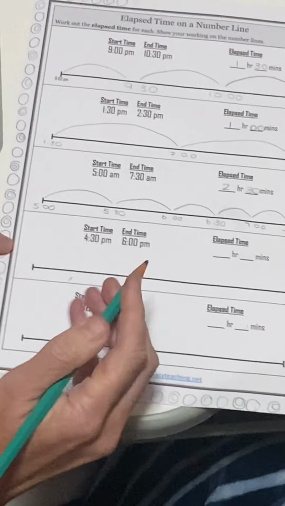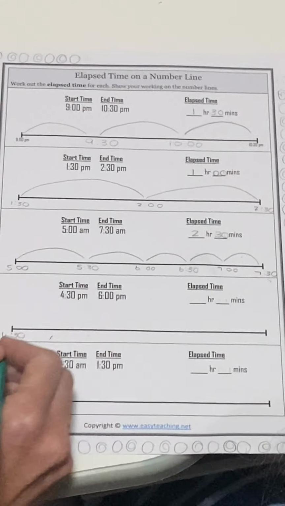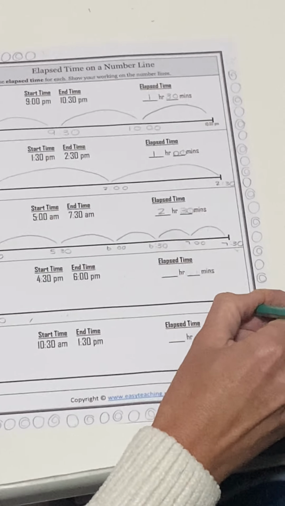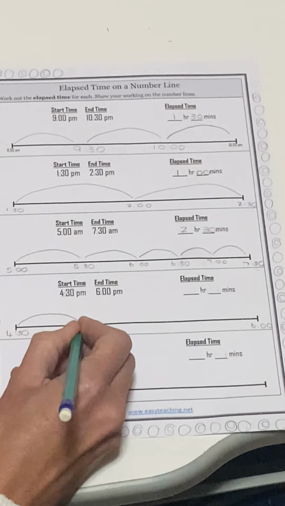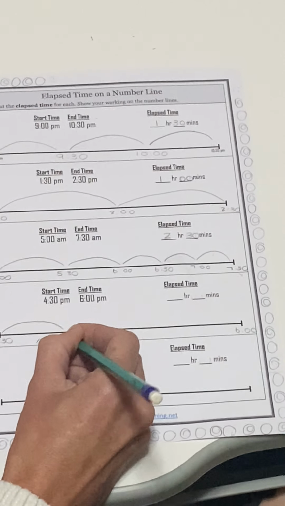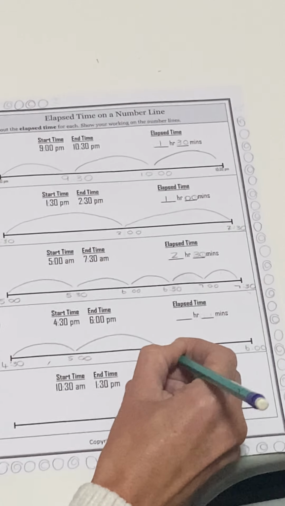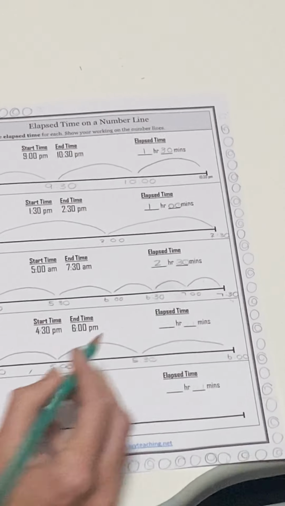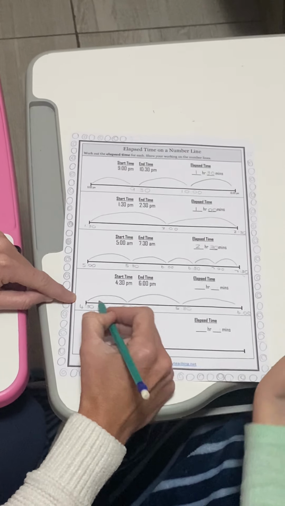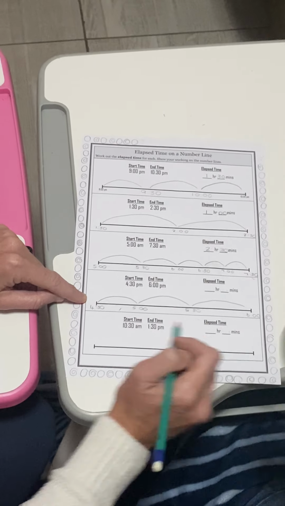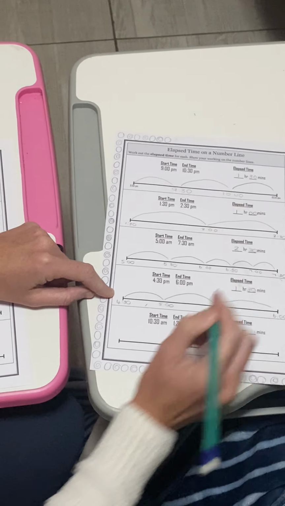Then I look at this one, 4:30 to 6. So boys and girls, remember you must start your number line at the starting time, and then you end it at the finishing time. So I go 4:30 to 5, 5 to 5:30, and then 5:30 to 6. So it's in 30 minutes. So it goes 30 minutes plus another 30 minutes makes 1 hour, plus another 30 minutes makes an hour and a half. An hour and a half, or an hour and 30 minutes.